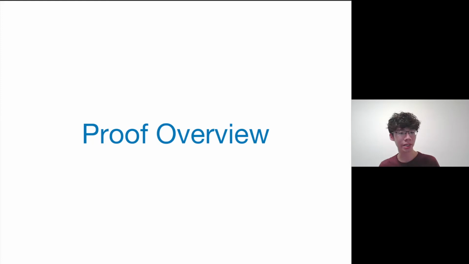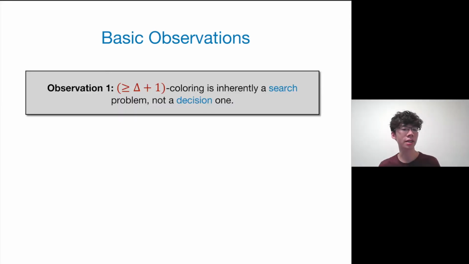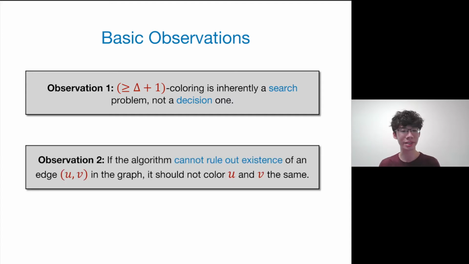So in the remaining time, I'd like to give a proof overview of our main result. And then we'll start with some basic observations. So the first observation is that delta plus 1 coloring is inherently a search problem, not a decision one. I mentioned this before, but just to emphasize it, we're trying to output an actual coloring, not just whether there exists one, right? Because obviously there exists one.